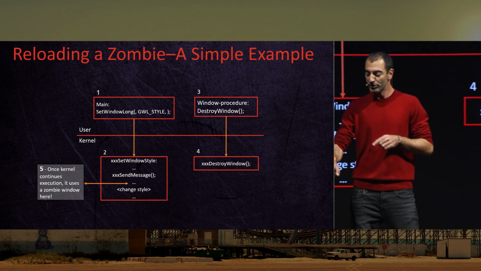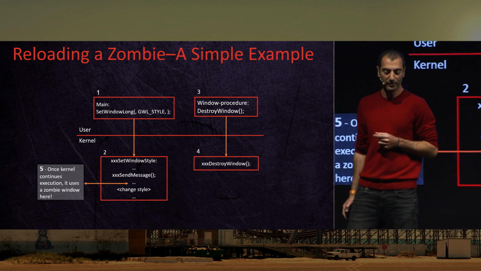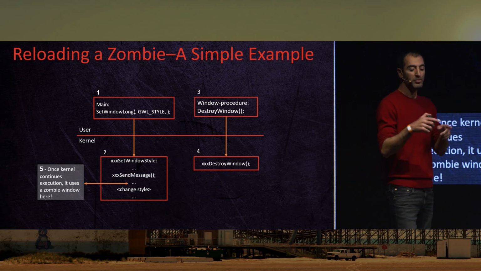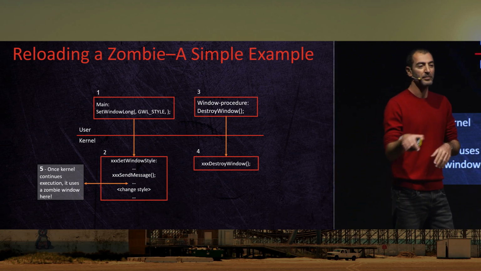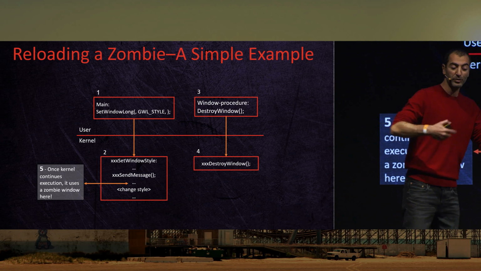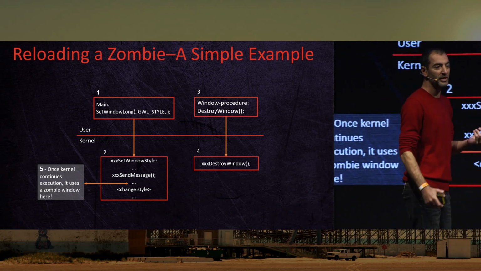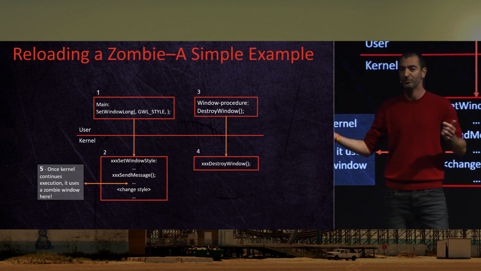So the situation of number 5 exactly is the most critical thing about this exploitation, okay? Because now that window was destroyed, it disconnected all its members from itself, but now what we are trying to do, reload the zombie, is to attach again some member to it without accessing it again from user mode.